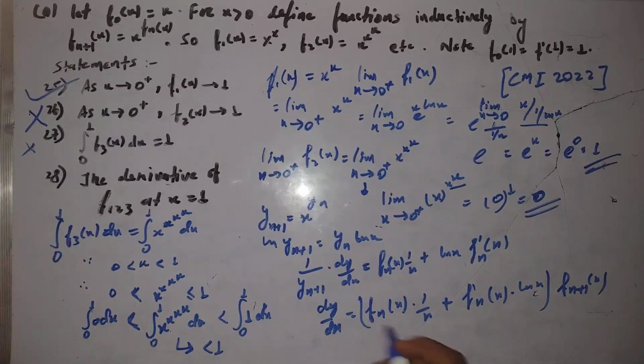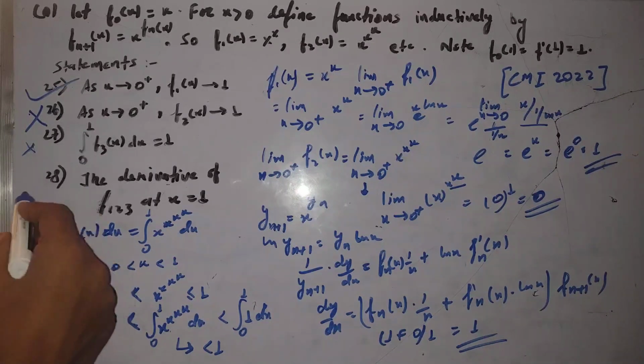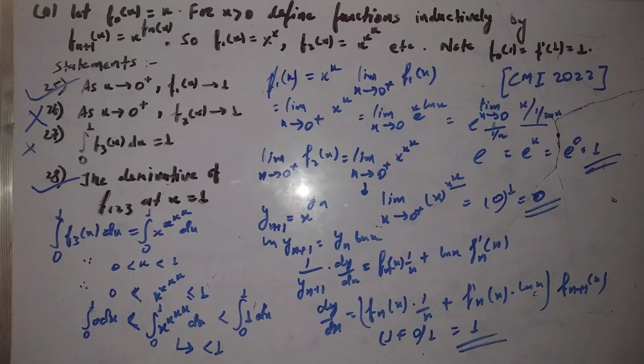Now at x equals 1, fn(1) becomes 1, so this becomes 1, and here ln 1 is 0, so this becomes 0. And f(n+1)(1) equals 1, so this ultimately becomes 1. So this statement is also true. So only statements 25 and 28 are true.